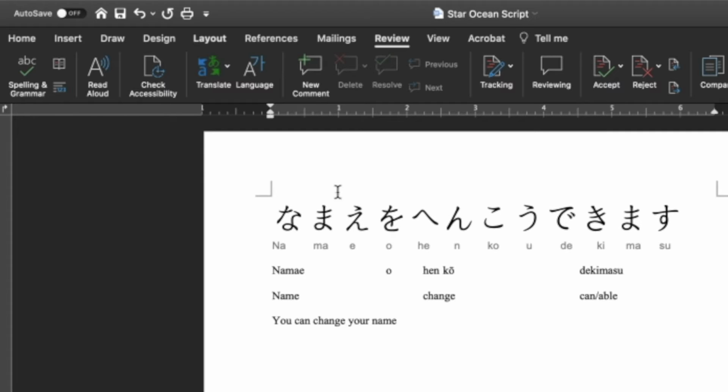These first three spell the word name, which basically just means name, so that's a nice easy one because it's pretty similar. Then we have that particle o, which just goes after an object to let you know that's what you're talking about. And then we have henko, which when put into kanji basically means to change. And then we have the verb dekimasu, which means can or be able to. This is a common form of verbs, so verb conjugations will come up later.